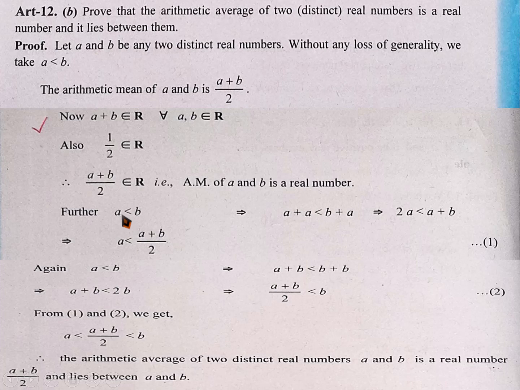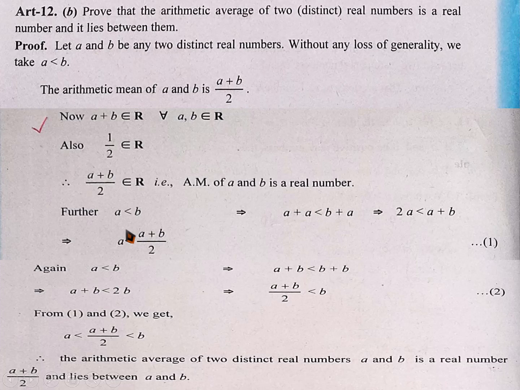Now a less than b, adding a on both sides, we get 2a less than a plus b. Then divide by 2, or we can say multiply both sides by 1/2. 1/2 is a positive real number, so the inequality will not be changed. So when we multiply by 1/2, we get a < (a + b)/2.